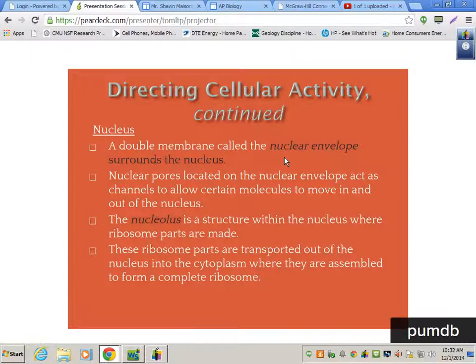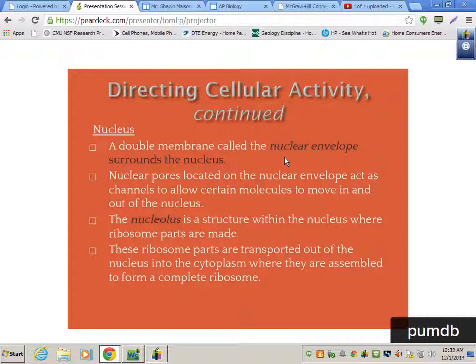And then, within the nucleus, there's this dark region called the nucleolus. And this is a structure within the nucleus where ribosome parts are made. You're probably thinking, well, where do ribosomes come from? Well, something has to make them, right? There's this area inside of the nucleus which makes the things that make our proteins, and it's called the nucleolus. It sounds like nucleus. It's not. It's the nucleolus inside of the nucleus. Usually it's this dark area.